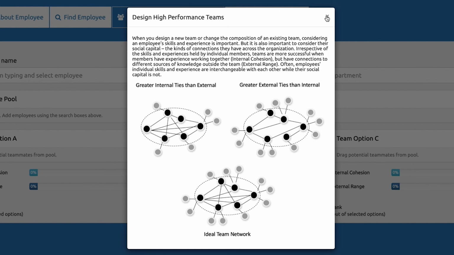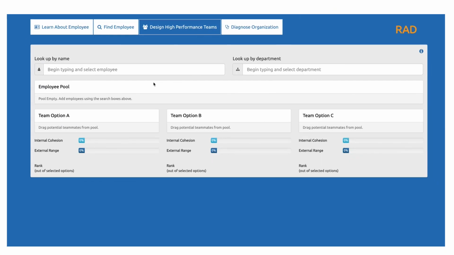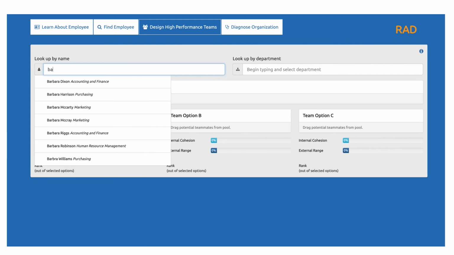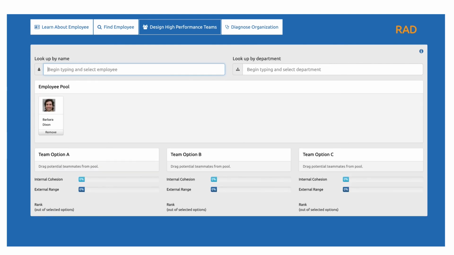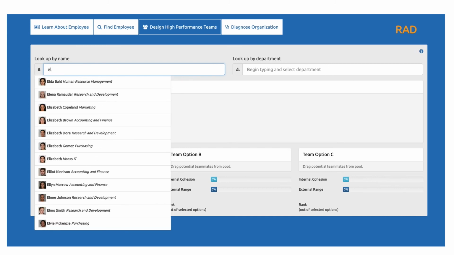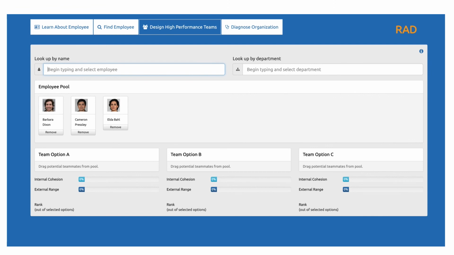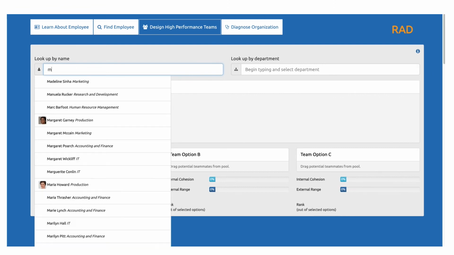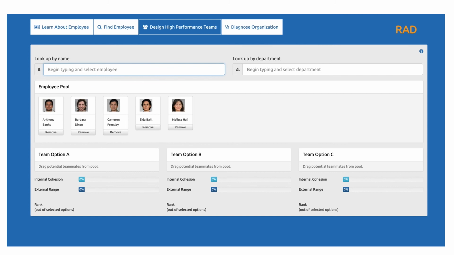Now you can start looking for potential members by name or by the department. For this example, let us evaluate 3 4-person teams from a pool of 6 potential team members. Click and type into Lookup by Name and add the following employees to the pool. Barbara Dixon from Accounting and Finance, Cameron Presley from Production, Elder Ball from Human Resources, Anthony Banks from Marketing, Melissa Hall from Marketing, and finally Wayne Sahota from Accounting and Finance. We will see them in the employee pool.